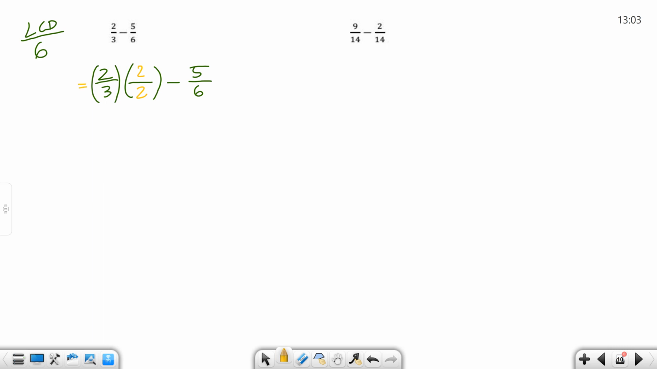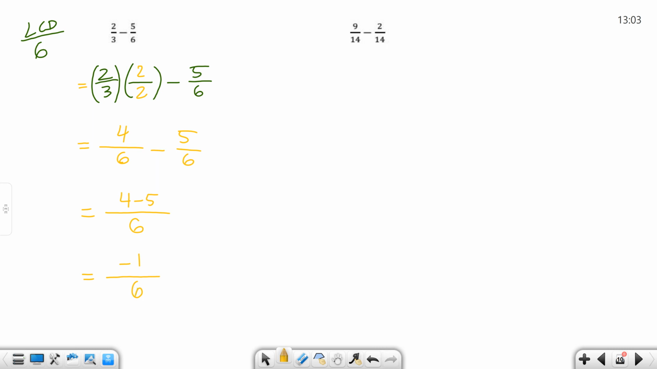So then here I'm going to come in here and say, okay, this is going to be something over 6 minus, and I know that's 5 over 6. So 2 times 2 is what? 4. And 3 times 2 is 6. So 4/6 minus 5/6. So we're subtracting. So again, the denominator doesn't change. 4 minus 5. How do I subtract 4 minus 5? I get negative 1 over 6.